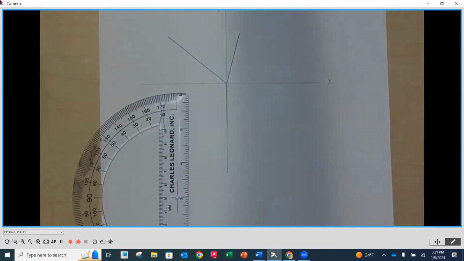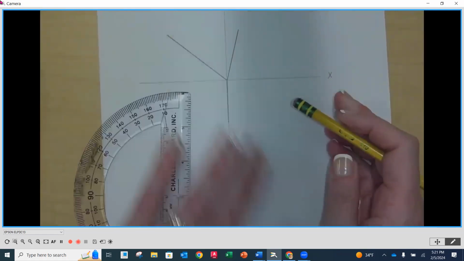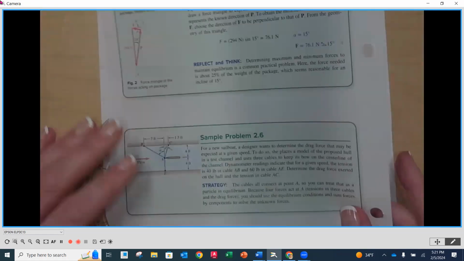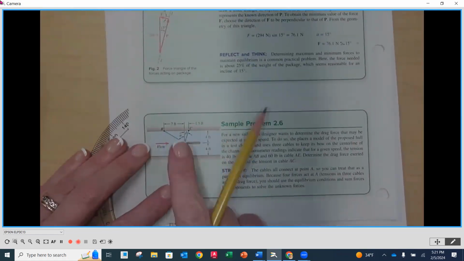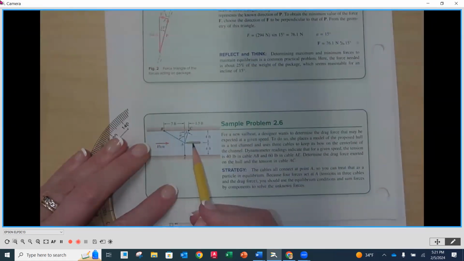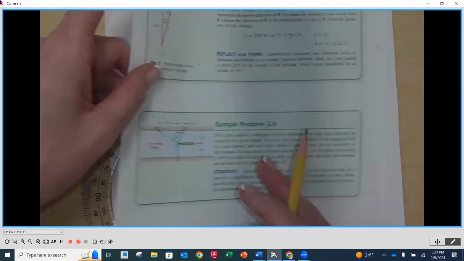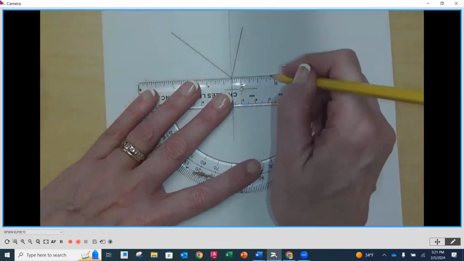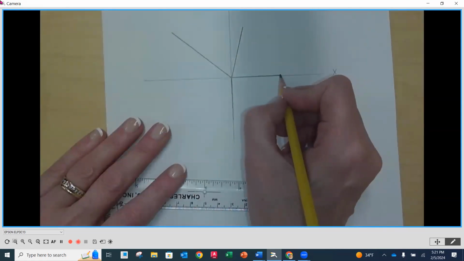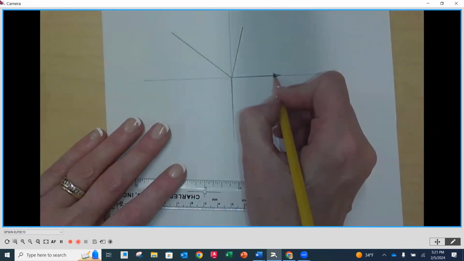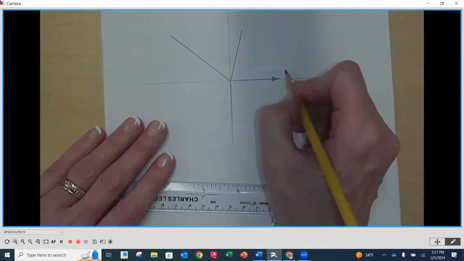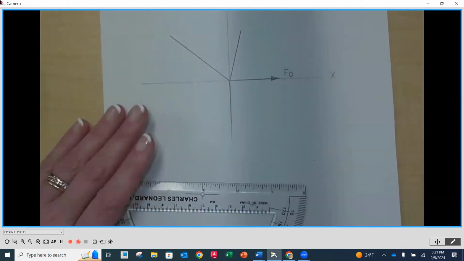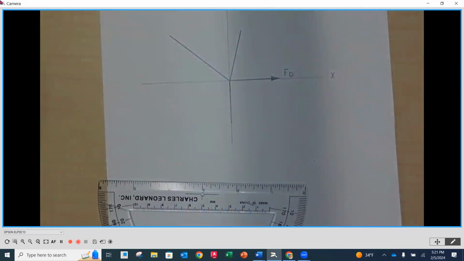And then we do know that that force, which is going to be the drag, is going to be a vector that's going to push on that hull. So going along that x-axis to the right is going to be that drag force. Okay. Now, in this problem, they call this FD, so the drag force. So I'm going to call it that as well.